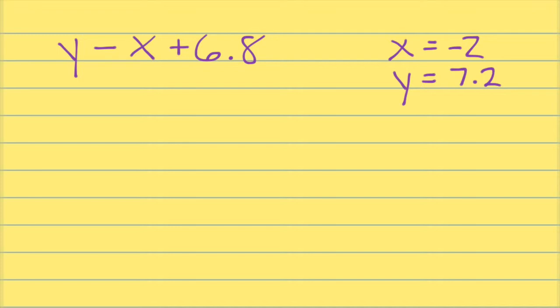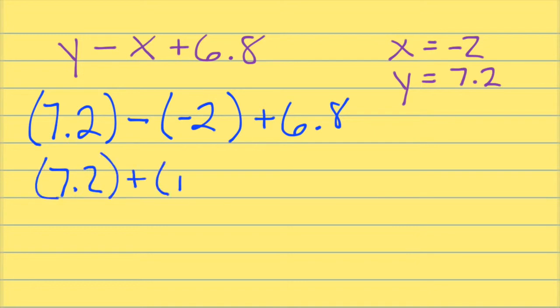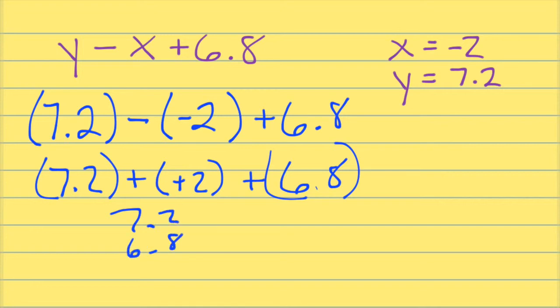So when I plug in my values, I'm going to make sure that I put them in their appropriate place in parentheses. So I put 7.2 in for y. Then I'm going to subtract x, and x is negative 2. Then I'm going to add 6.8. And so now I see that when I'm subtracting x, I'm actually adding a positive 2 instead of subtracting or adding a negative 2. So I've got three positive numbers, and all I have to do is total them up since they all have the same sign. And when I do that, I get a total of 16.